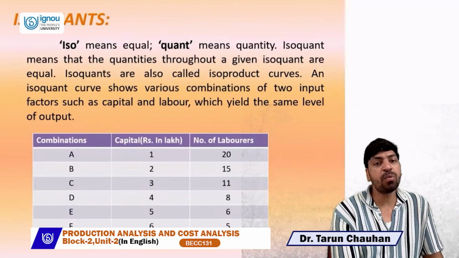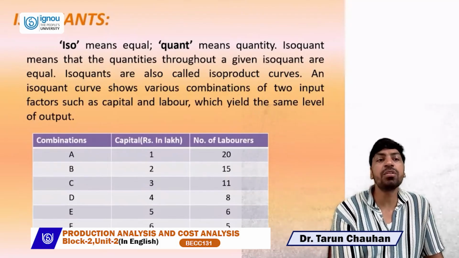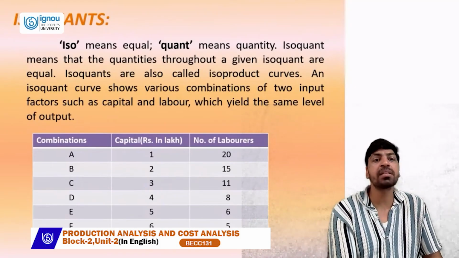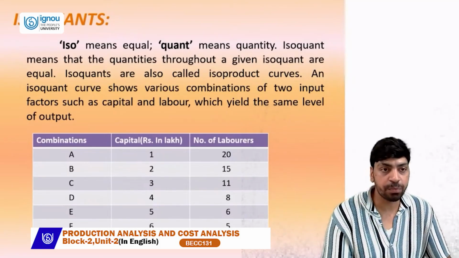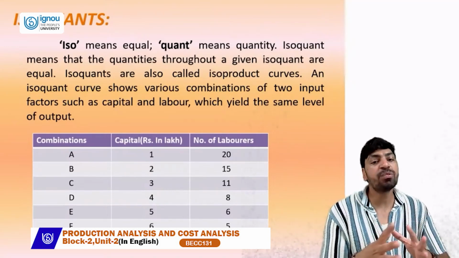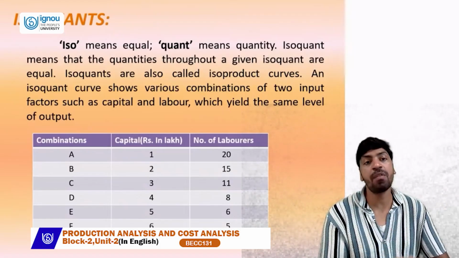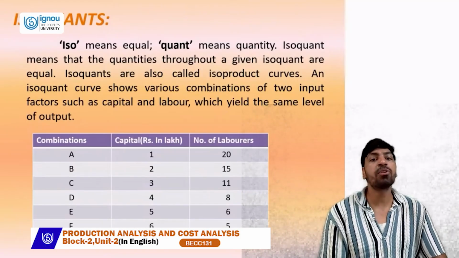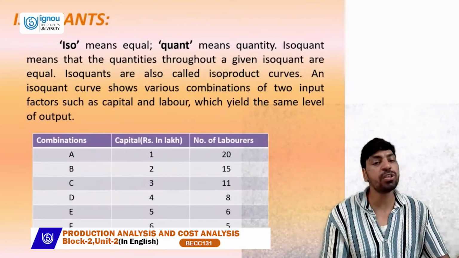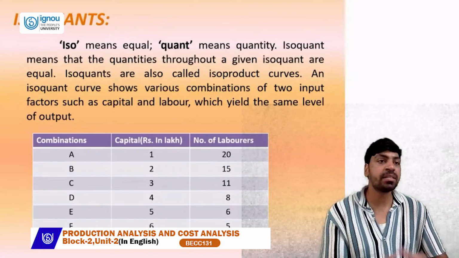Iso means equal and quant means quantity. In simple terms, an isoquant shows a combination of two factor inputs, that is capital and labor, that produce or yield the same level of output. So whatever the difference between the capital and the labor, it produces the same level of output. That's called an isoquant. Isoquants are also called iso-product curves, which show a combination of two main inputs that produce the same level of output, and that's called an isoquant.